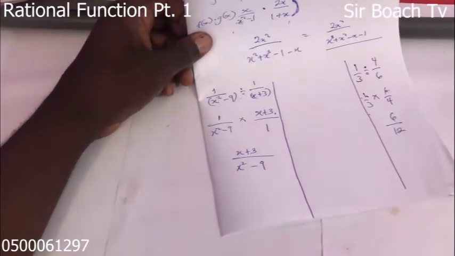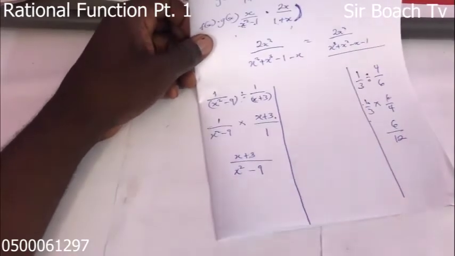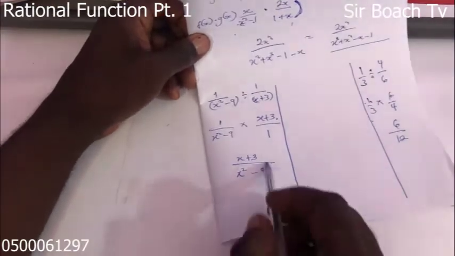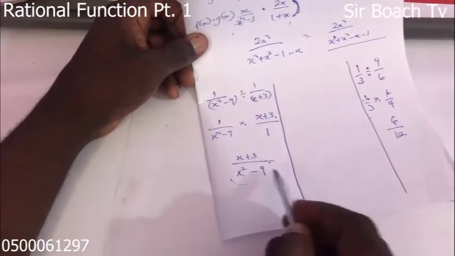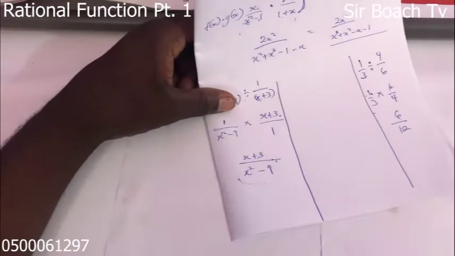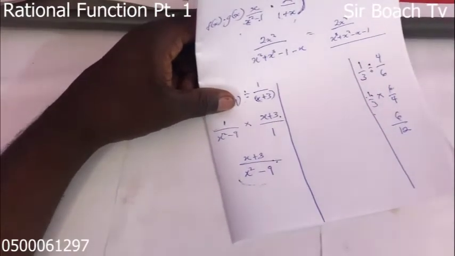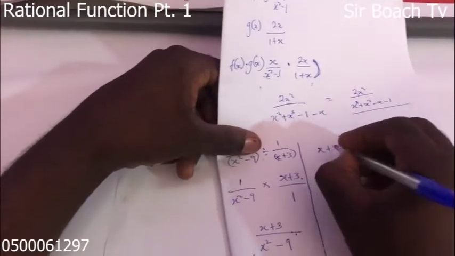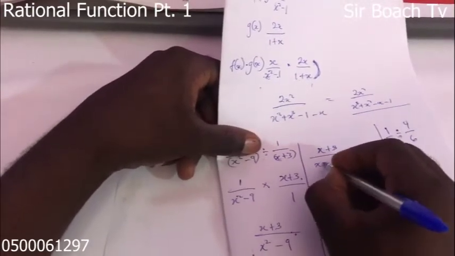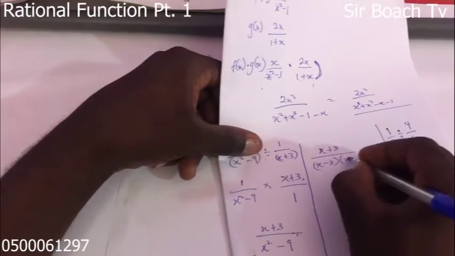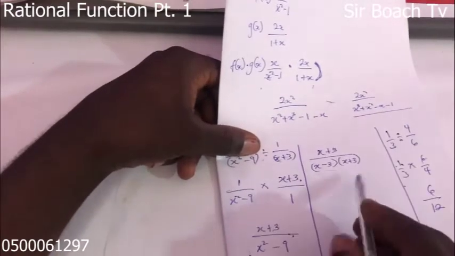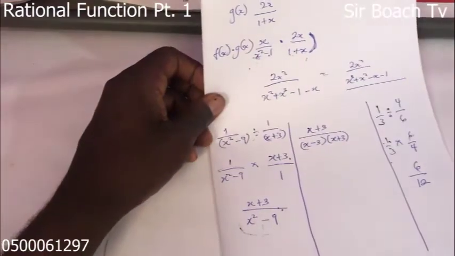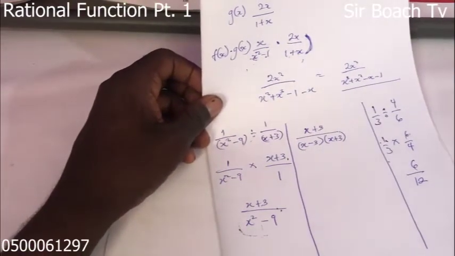If we look at the denominator, it means this is not the final answer. Because here we are dealing with difference of 2 squares down there. So the denominator can be written in a different way. If I write it as a difference of 2 squares, I've not done anything. I'm just writing it in a different way. So we are going to get x plus 3 all over x minus 3 and also x plus 3. This is difference of 2 squares. This and this are the same, just that I've written it in a different way.